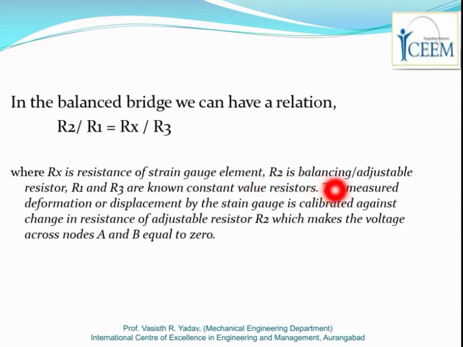So R2 is balancing. Right now Rx is the resistance of the strain gauge, R2 is a balancing or adjustable resistor, and R1 and R3 are known constant value resistors. The measured deformation or displacement by the strain gauge is calibrated against the change in resistance of the adjustable resistor R2, which makes the voltage across nodes A and B equal to 0, right?